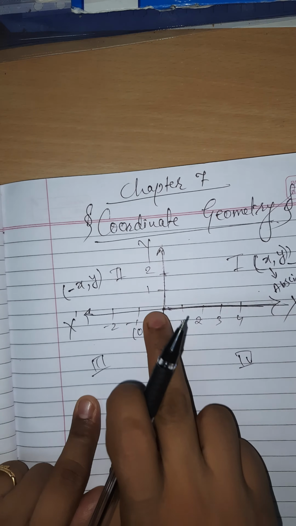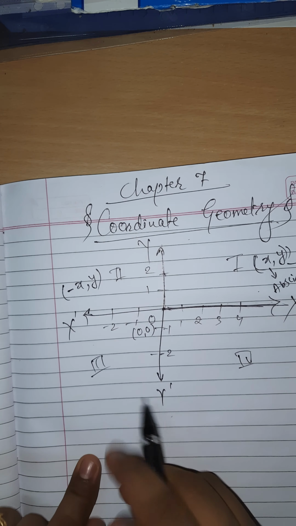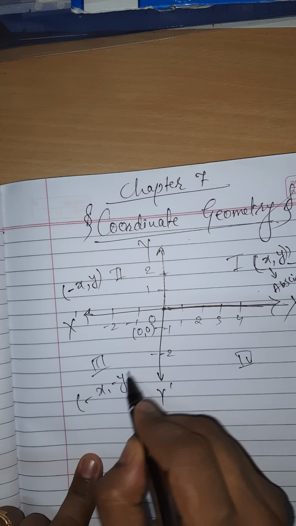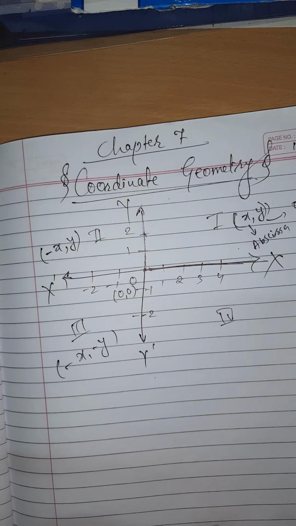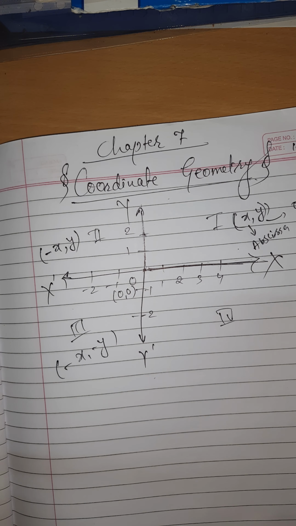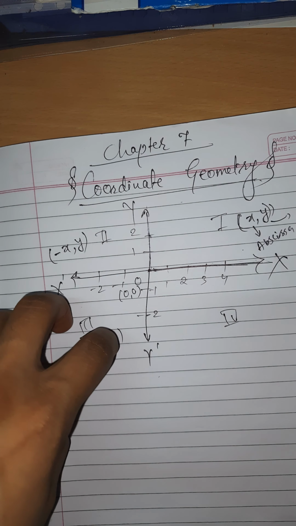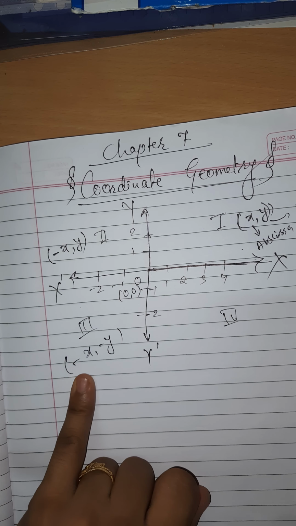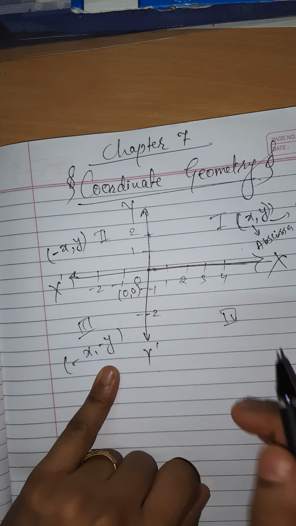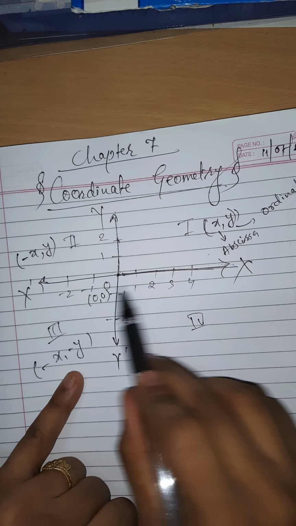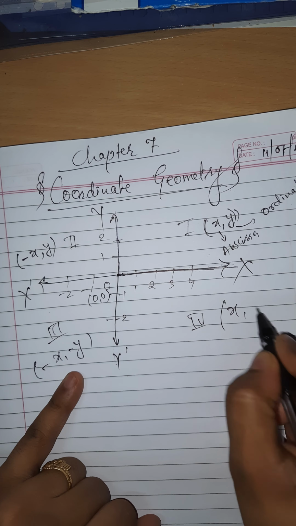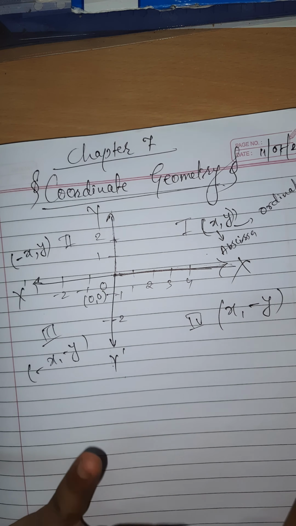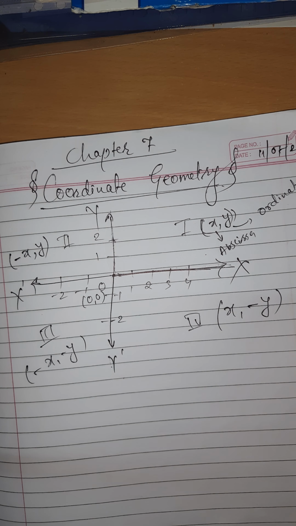X is negative, y is positive. In the third quadrant, x is negative, y is also negative. So all the points in this third quadrant should have coordinates in the form minus x and minus y. In the fourth quadrant, x is positive and y is negative. Okay. So these are the four quadrants.